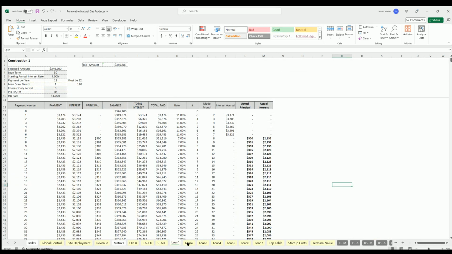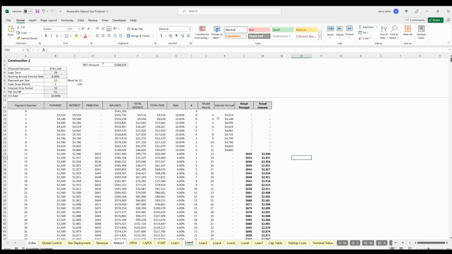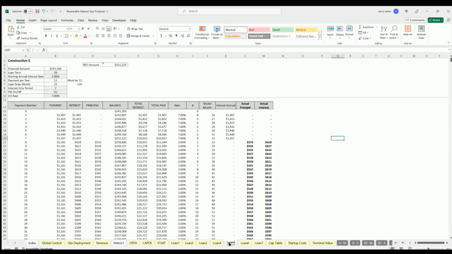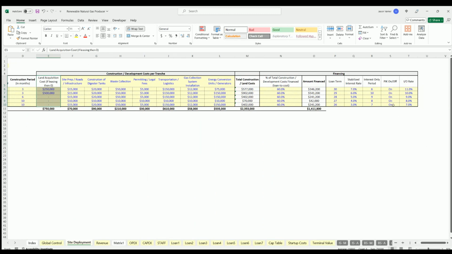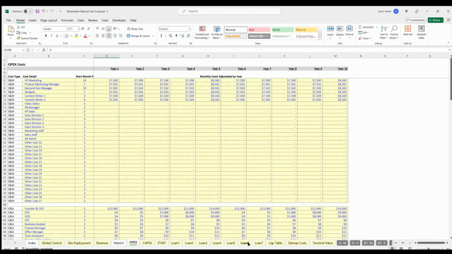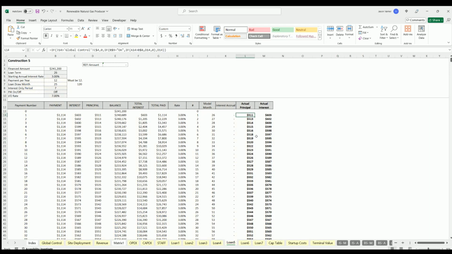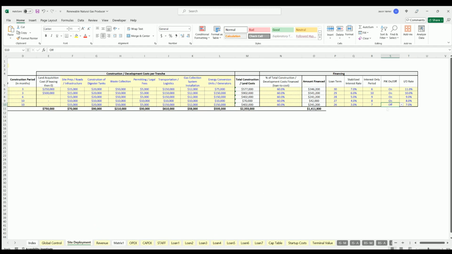Here's our loans. So this is the PIC construction loans. So you can see how those are working here. If I switch, let's look at loan 5 real quick. So if I switch this to off on the PIC, you can see we'll be paying a 7% interest right away, and then we're actually starting right with the principal and interest if the PIC is off. If the PIC is on, then you have interest only period.